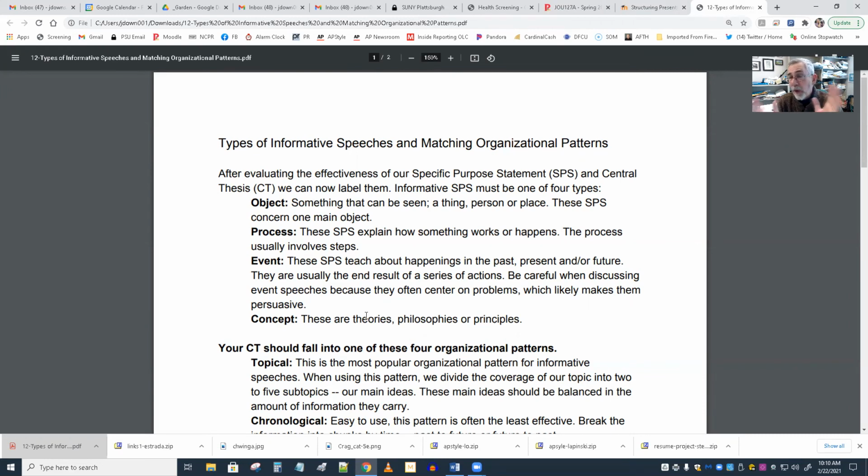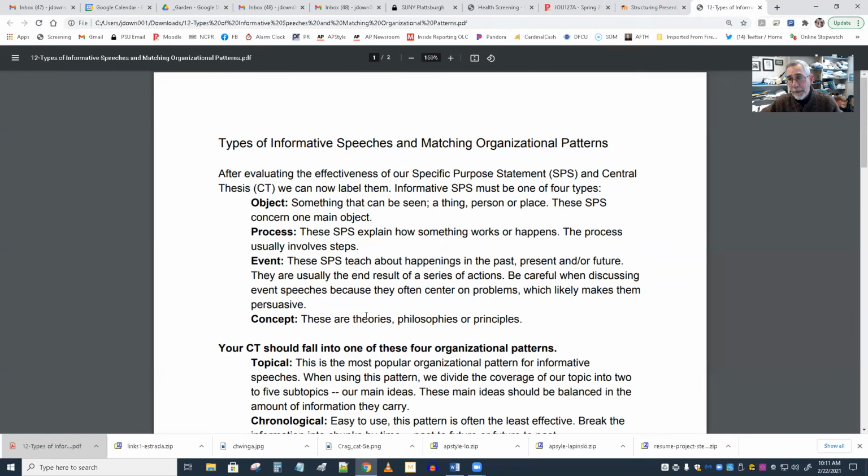So this idea of object, process, event, concept, we can remember with the letters COPE. Concept, object, process, event. That's the easiest way to remember it. Your SPS can be categorized as one of those types. Is it about an object, which is just a thing or a person or a place? Not an idea, just an object. And objects are a very common basis of an SPS.